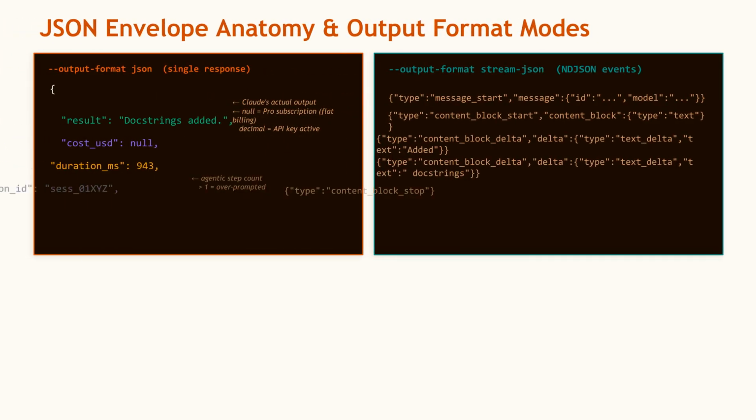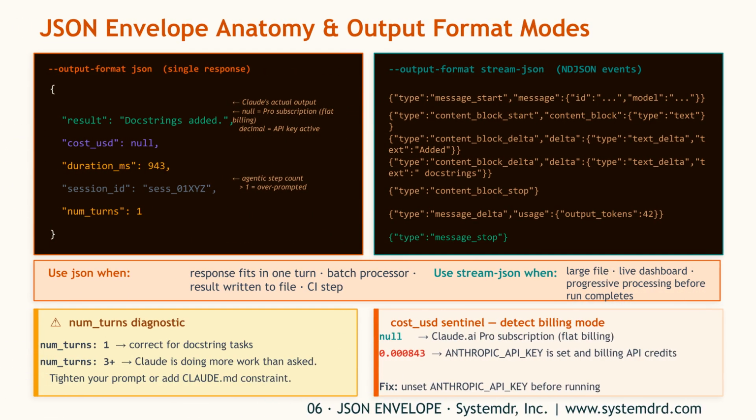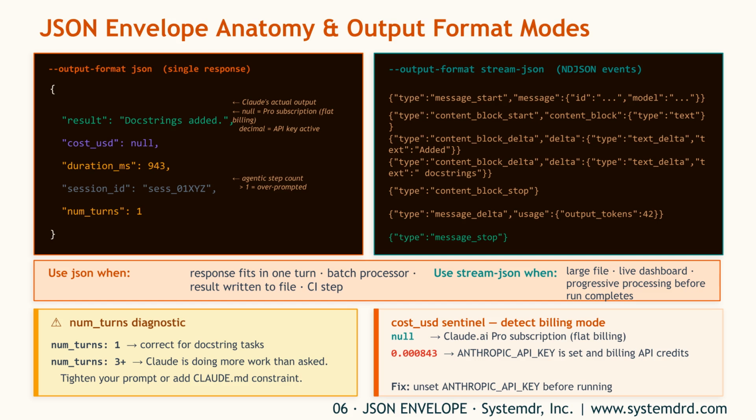2 code blocks on this slide. The left is what --output-format json gives you. The right is what --output-format stream-json gives you. Different shapes, different use cases. Left block, the JSON format. 5 fields. Result, Claude's actual response text. For a docstring task, this should be a short confirmation. Parse it to verify Claude didn't refuse or output something unexpected.